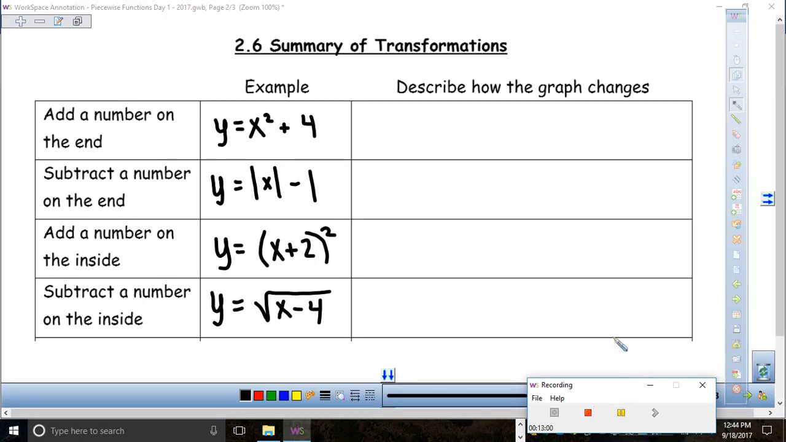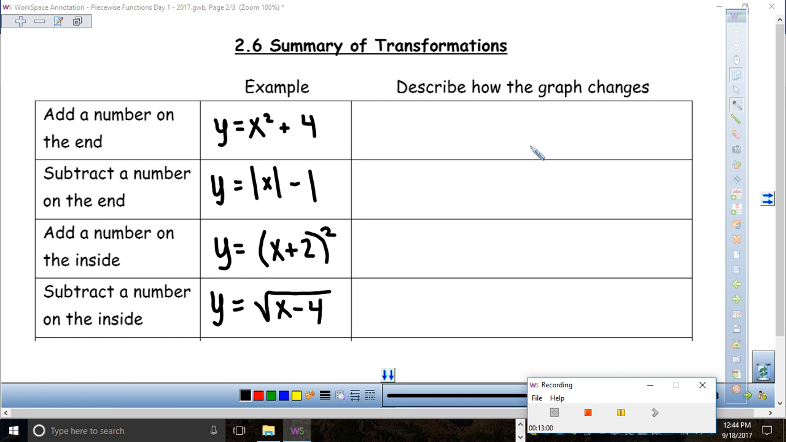All right, when you have finished working through the entire exploration part on your own, so parts 1 through 4, I'm going to have you turn your paper over to the next page, and you're going to see the summary of transformations chart. So we have some scenarios described, like adding a number on the end, subtracting a number on the end. So there's an example that's given there for you. On your own, I want you to describe in words how the graph changed for each scenario. How was it different from the original?